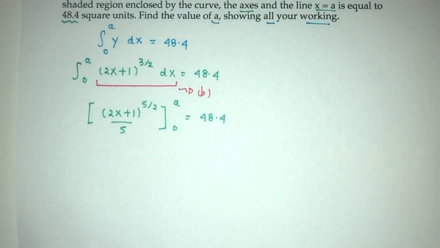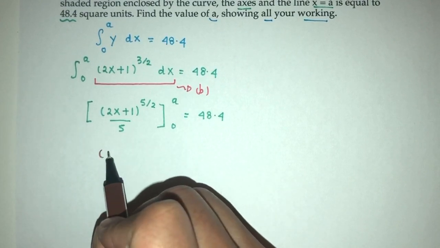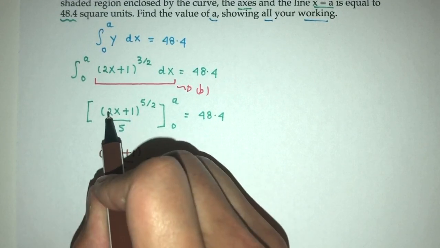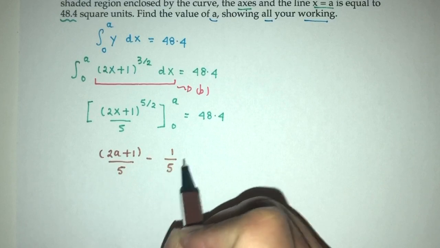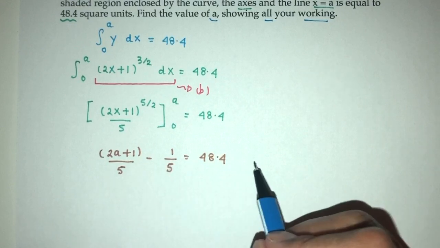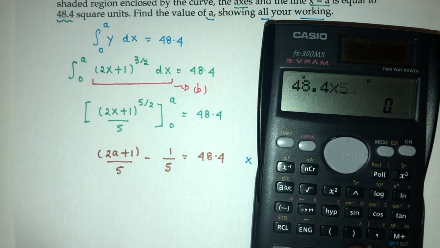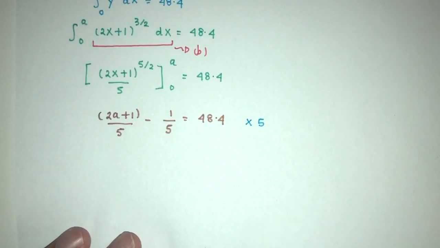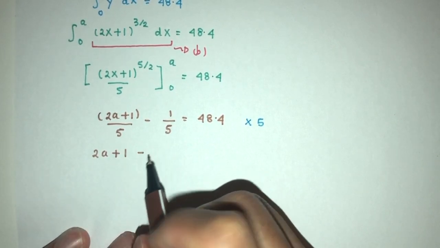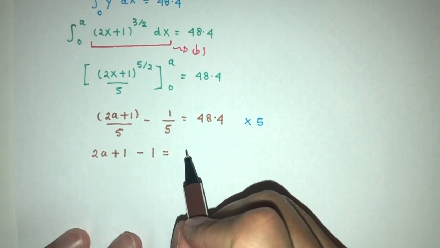Now simplify. For the first value here, we have to take a in. That will be (2a plus 1) to the power 5 over 2 over 5, minus 2 times 0, which will be 0, so minus 1 over 5, has to be 48.4. Now obviously we have denominators of 5. We can eliminate them by multiplying by 5 everywhere. We have 48.4 times 5, so that should be 242. So right now you will have (2a plus 1) to the power 5 over 2 minus 1 is equal to 242.